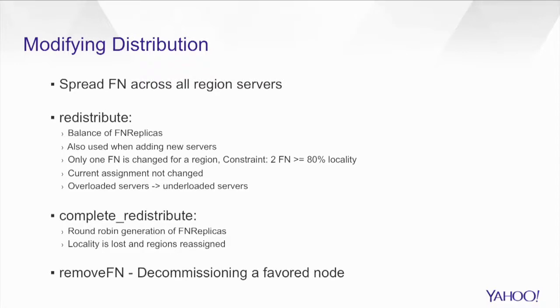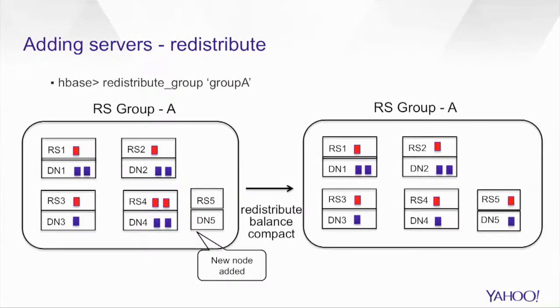Now, that is a distribution. How do you change it? When a region is created, favored nodes are created. Now, how do you change them? You want tools that will help you spread the favored nodes across the cluster or the group. The three tools we have are redistribute, which basically balances out and, as you can guess, is less invasive; a complete redistribute, which is basically the nuclear version of redistribute; and when you want to remove a node, you can use remove favored node. We'll talk about redistribute and remove favored nodes in the next slides.